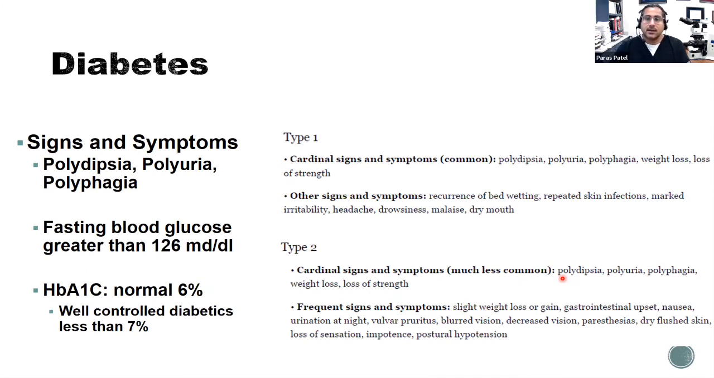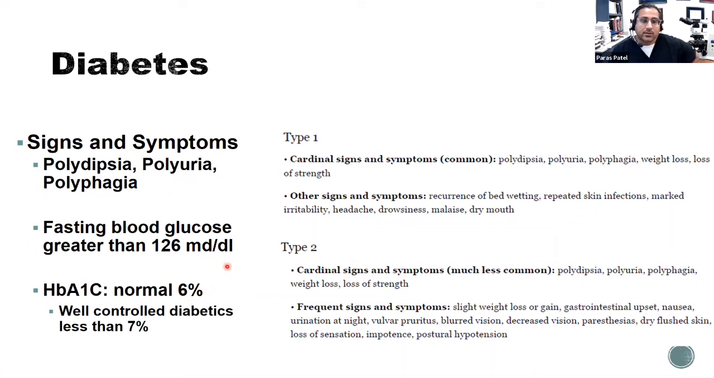Other signs for type 1 and type 2 diabetes, again, are marked irritability, headache, drowsiness, malaise. Xerostomia is another one, which we'll talk about a little bit later. And with type 2, you can also see some paresthesias, dry, flushed skin, some issues with vision, and a handful of other things that can result in us thinking that the patient may have diabetes, along with other clinical manifestations.